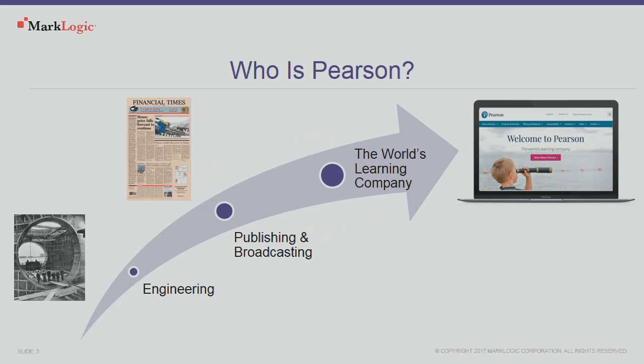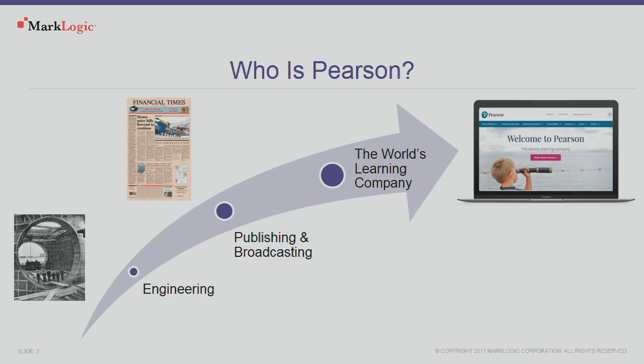So could you tell us a little bit about Pearson, Amie? So Pearson was born in the 1840s. We started out as an engineering company. The picture on the lower left of the slide is the Blackwall Tunnel that runs under the River Thames in East London. We're responsible for building that tunnel. Over the years, Pearson started pursuing acquisitions in different industries, including publishing and broadcasting. We acquired the Financial Times, The Economist, Penguin Publishing, lots of different media publishing type companies.